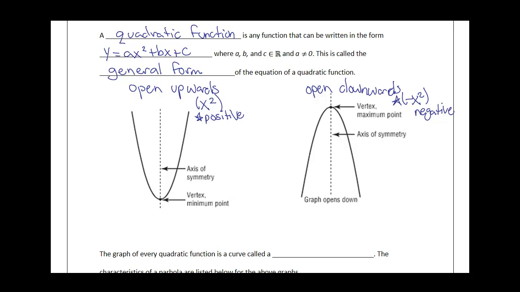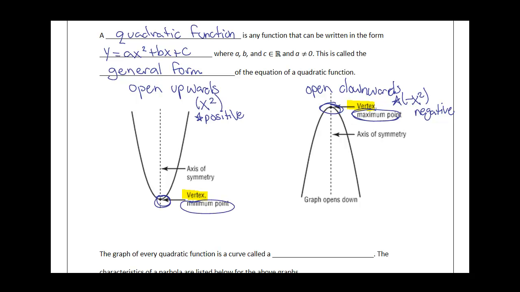A couple other things about the graphs here are the vertexes on both graphs. As a side note, they each say either a minimum point or a maximum point, and that is completely true. On our first graph here, we have a minimum point, the smallest point of our graph. And on our sad graph over here, we have a maximum point, our highest point on our graph. For both cases, those are called the vertex. The vertex will be the maximum or the minimum.